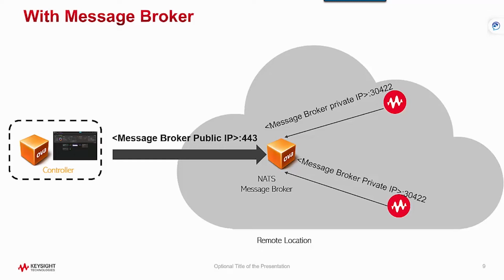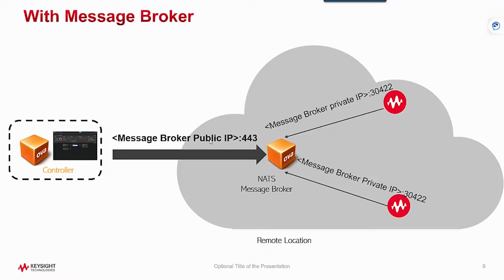So this simplifies this complicated system of distributed agents, but you also need to ensure that port 30422 is open in the security group so that the agents can talk to the message broker. Similarly, port 443 must be open on the message broker so that the controller can communicate with the message broker.